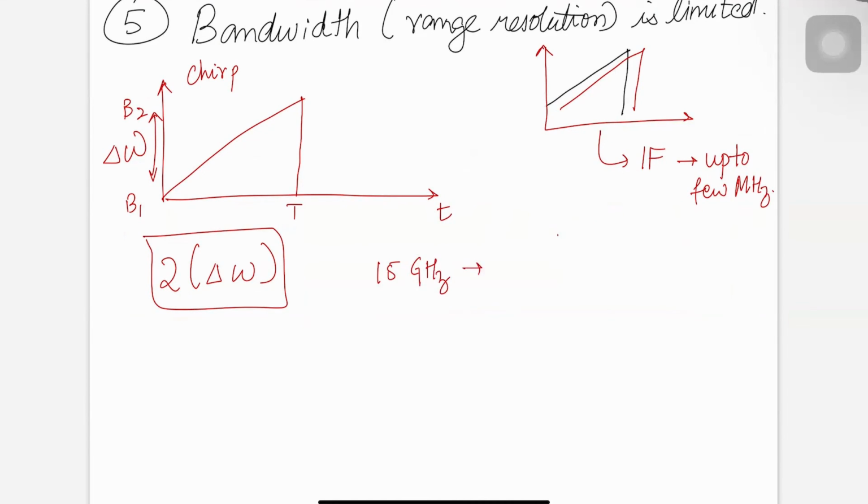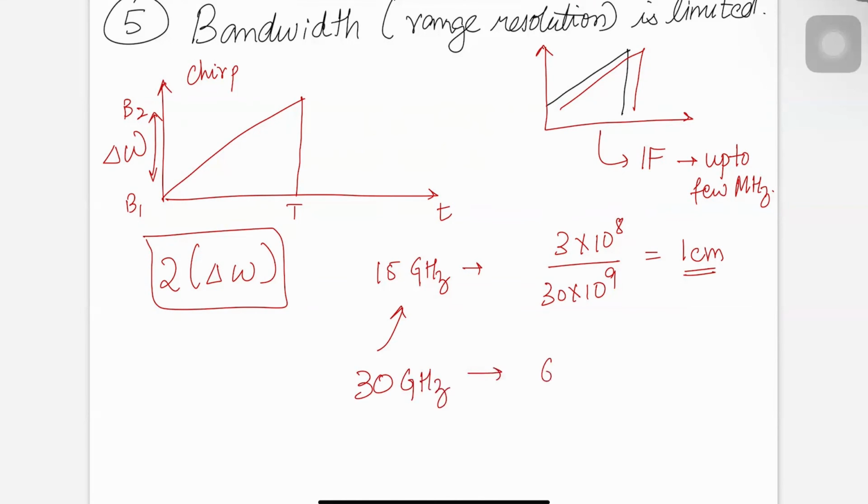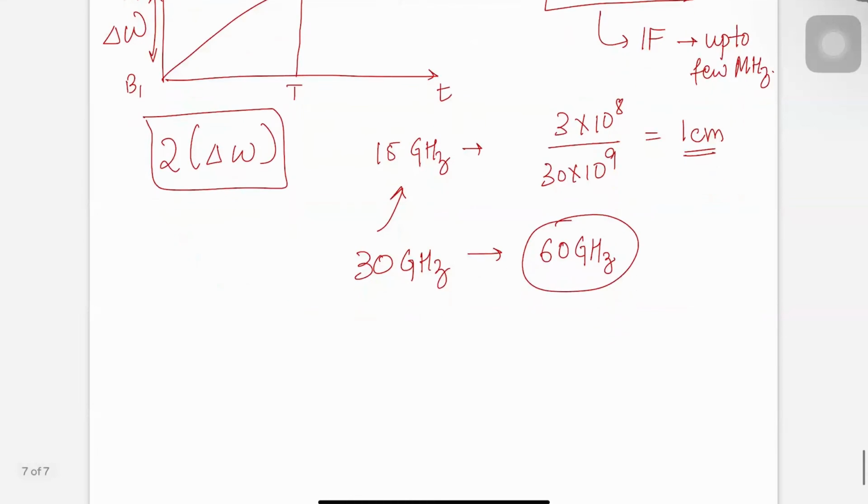So the range resolution is 3 times 10 to the power of 8 divided by 30 times 10 to the power of 9. So that's 1 centimeter. So for 1 centimeter range resolution, you need to sample the received signal at least at 30 gigahertz. More realistically, maybe 60 gigahertz. 60 gigahertz sampling is impossible, as far as I know, at least.